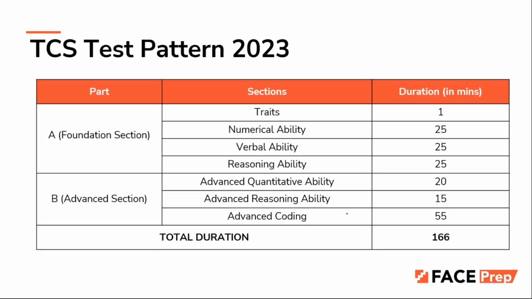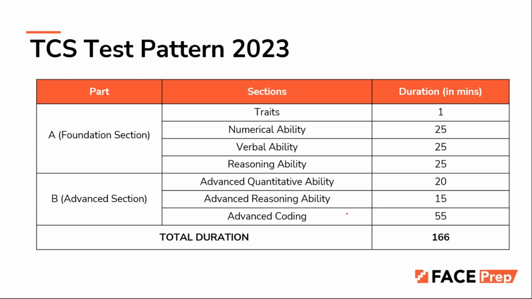So here is a pattern. You are already made aware of the pattern. This year, TCS is having two sections. One is part A, the foundation section, and the other is part B, the advanced section. In your previous webinar, you might have discussed some questions based on part A, the foundation section, where there were 25 minutes each for numerical, verbal, and reasoning ability.